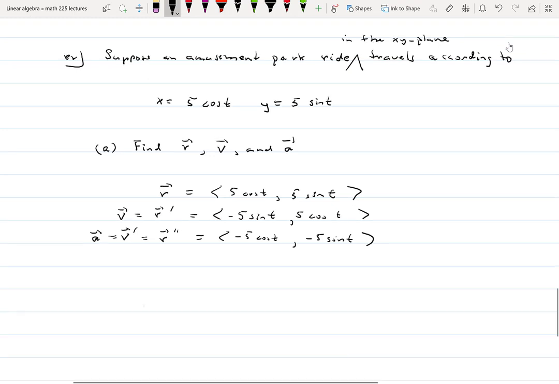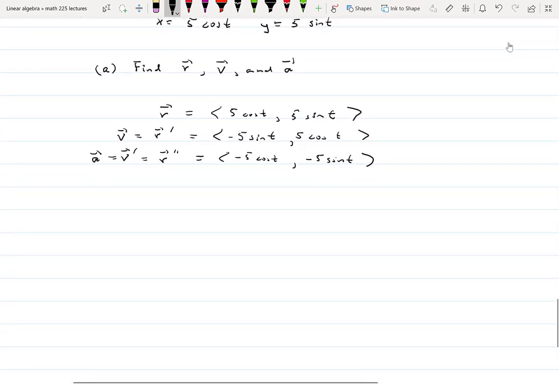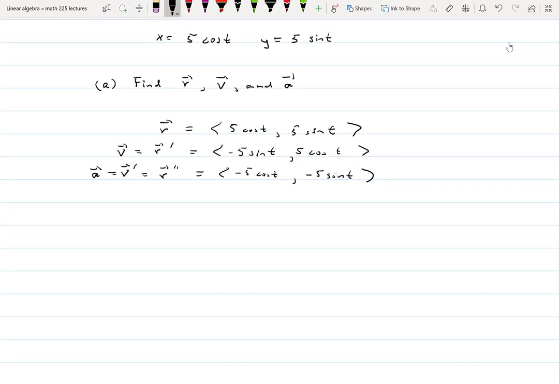Okay, so we have our position, velocity, and acceleration. Not very exciting. Now I want to get a little bit more of an idea of what's going on physically. So sketch r, v, and a at t equals 3 pi over 4 seconds, if you want, and then interpret. Let's give a physical interpretation.